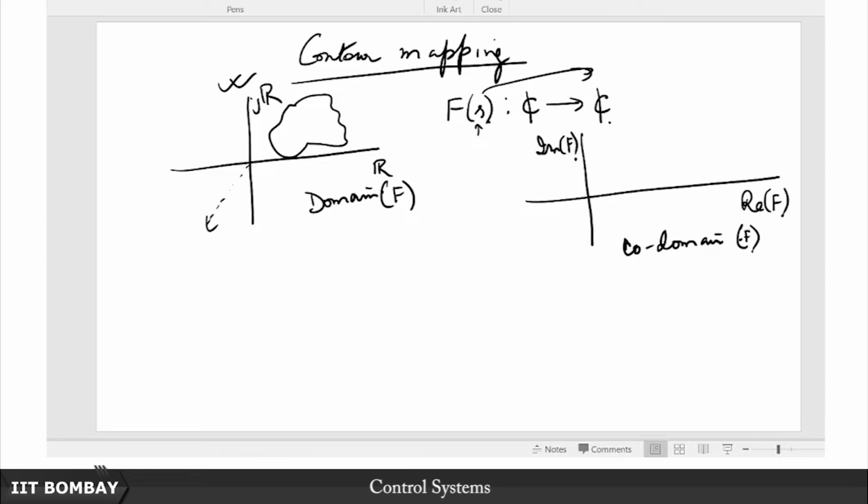So that is why what we do is we take arguments from this Argand plane, pass it through f and look at its image on another plane, which is also a complex plane, but its real axis, its x axis is just the real part of f, and the y axis is the imaginary part of f, right.